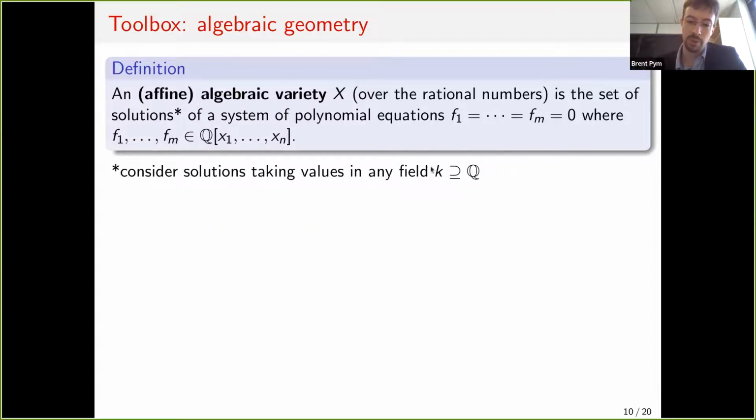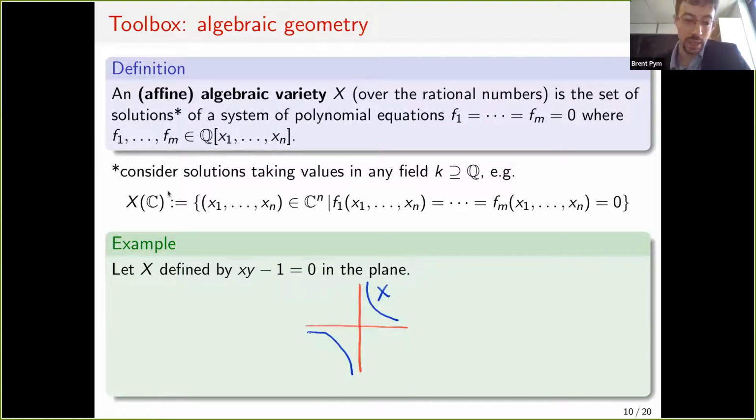And for our purposes, we're mostly going to be considering the complex numbers. Okay, so I'll write X(C) for the set of solutions of these equations where x1 up to xn are complex numbers. So the equations themselves only have rational coefficients in the polynomials, but I look at the solutions in the complex numbers.